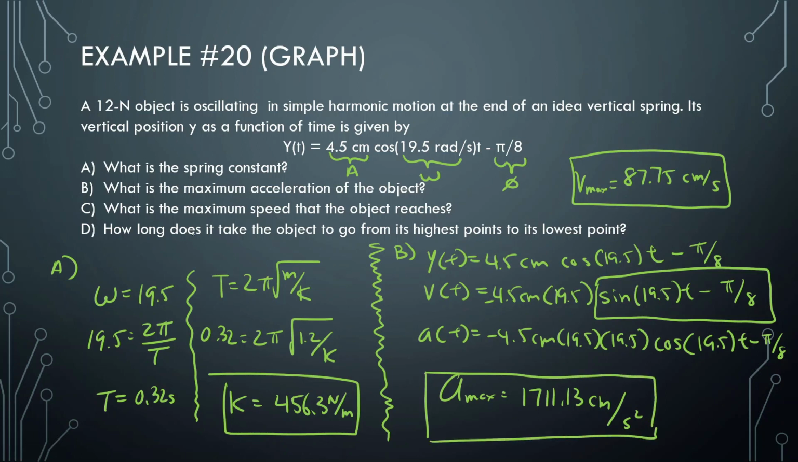Now it says, how long does it take the object to go from its highest point to its lowest point? If it's oscillating from its highest point to its lowest point, that is half a period. Half a period is going to be 0.32 divided by 2, so that's going to be equal to 0.16 seconds.